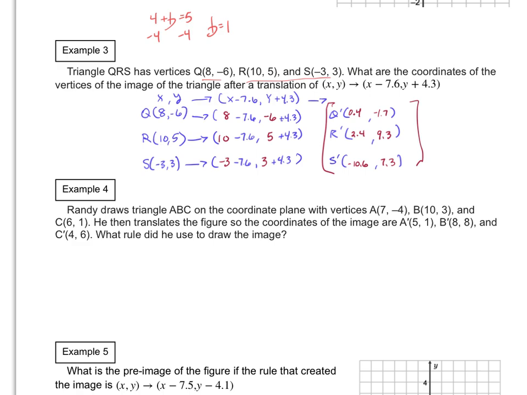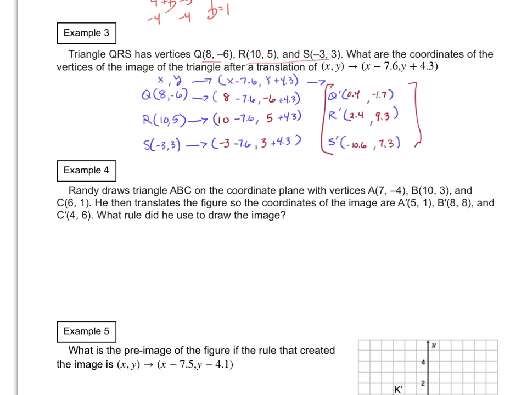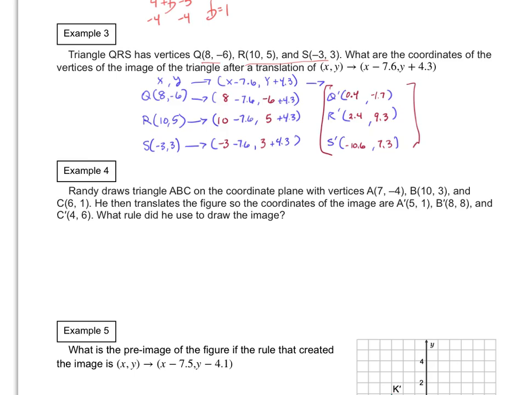Okay. Let's see. Randy here in example number 4 draws triangle ABC on the coordinate plane with the vertices of this, and then he translates the figure to the coordinates of the image. What rule did he use to draw the image? Okay, they've given us all of these values, and it doesn't matter which one. If we know how far he traveled from A to A prime, that's going to be the same as B to B prime or C to C prime. So let's just figure one of those out.